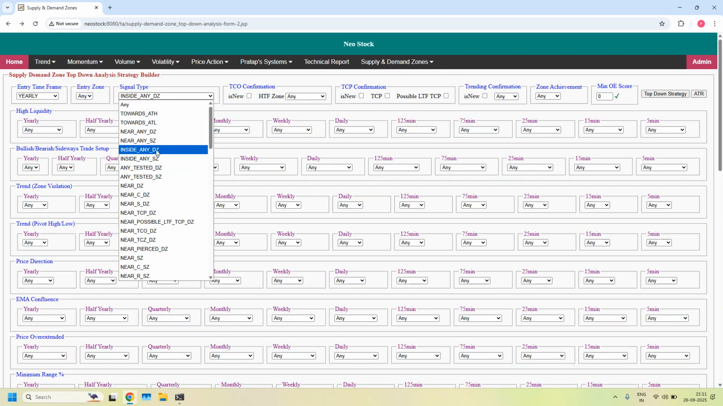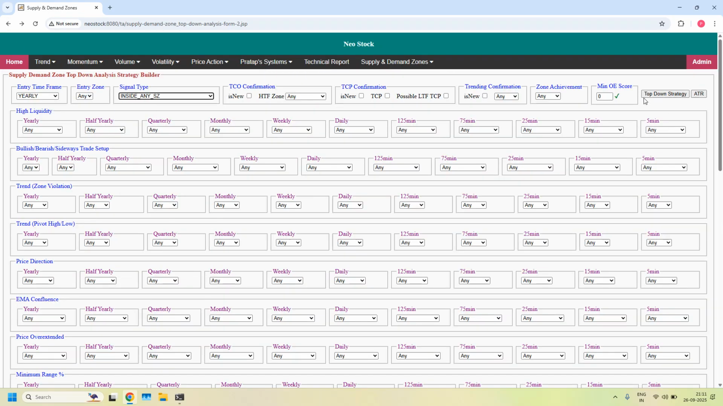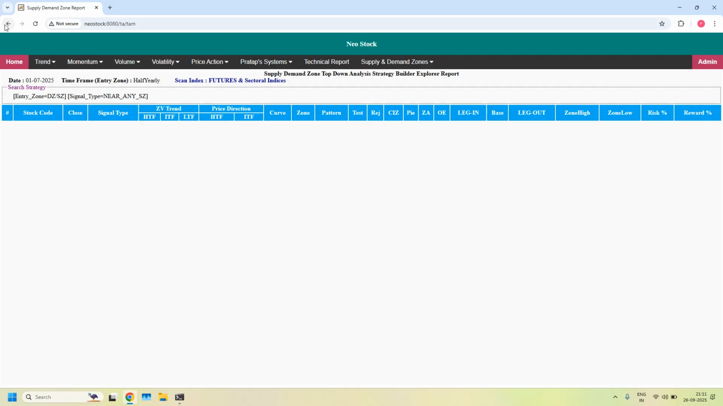Next, price closed inside the yearly supply zone. We don't have any stocks. Next time frame, half yearly. Stocks near the half yearly demand zone, no stocks. Stocks near the half yearly supply zone, also no stocks.